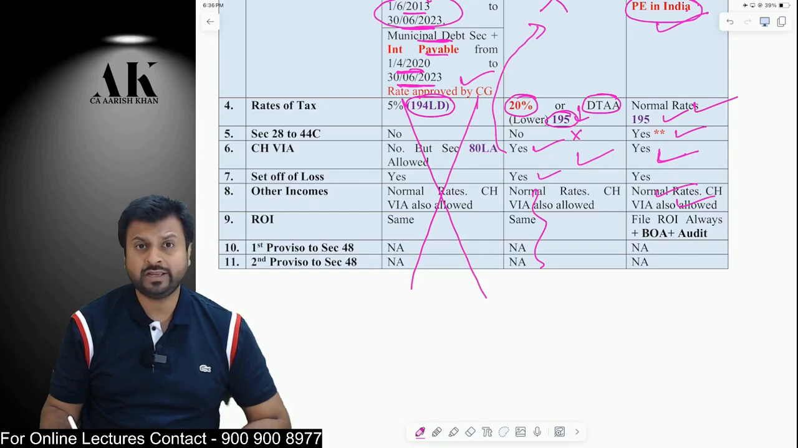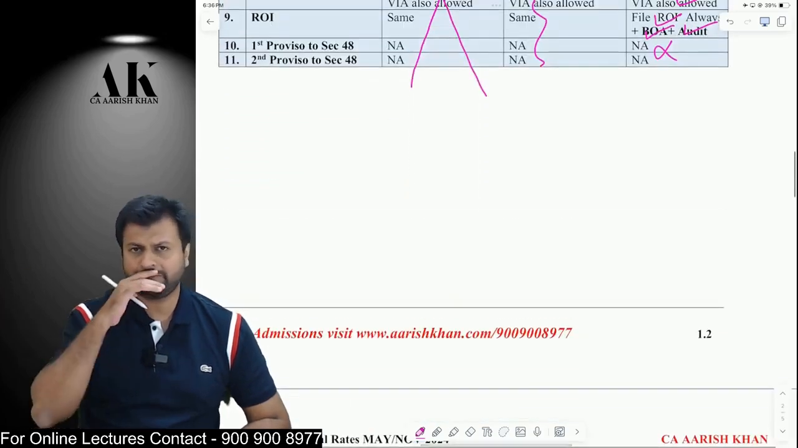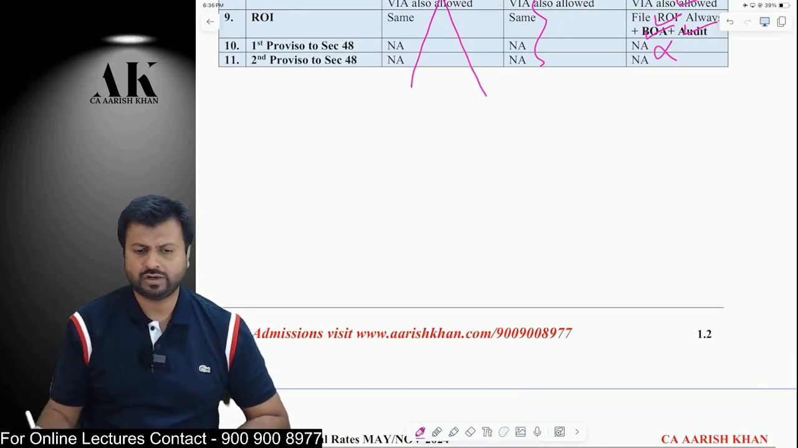And in this 44DA, you have to file ROI, you have to maintain books of account, you have to conduct a tax audit. The first proviso and second proviso are not applicable here. They will be applicable from the 7th and 8th sections onwards. Right now, it is not applicable. It is not relevant in this particular section as of now, at least.